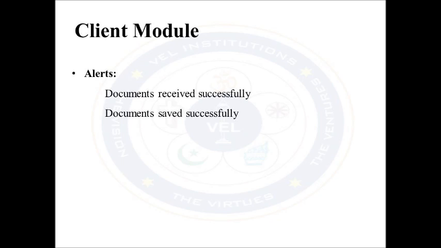Report message is how many documents are received for our client and how many network paths have arrived in the peer-to-peer connections. That will be denoted in the report part. Then the client module is important for the alert message.